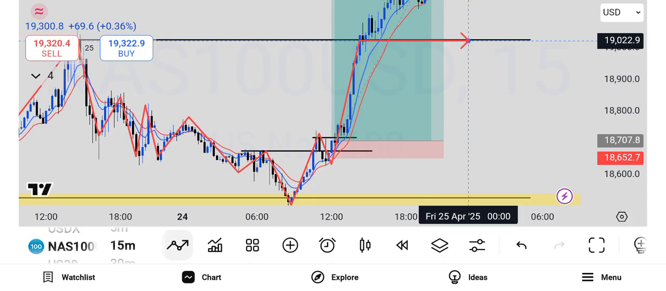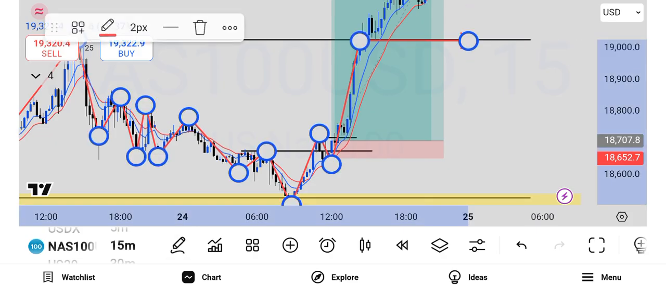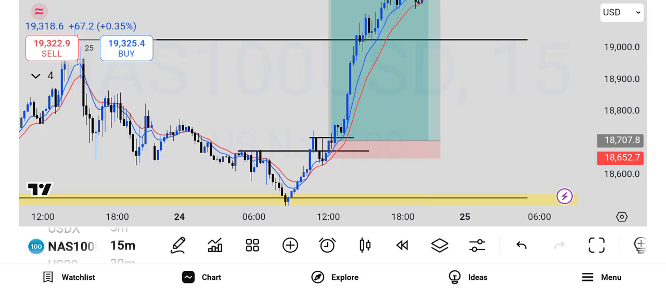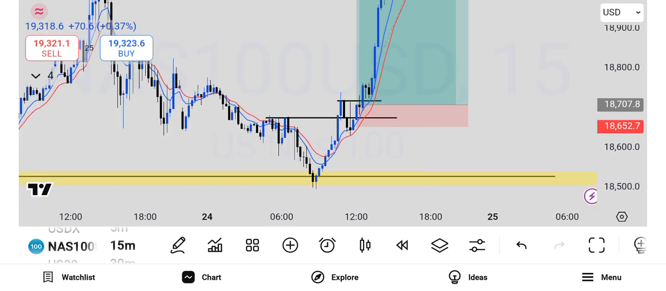That's why I said in my previous videos that, guys, it's important to understand market structure. Market structure is the GPS of the market. Market structure will tell you where the market wants to go.